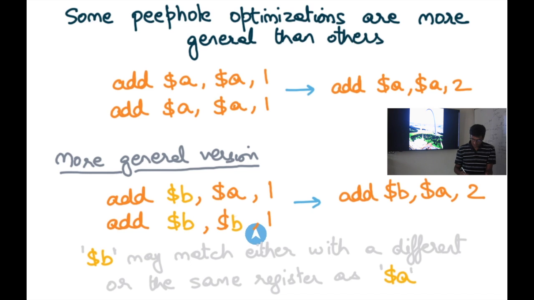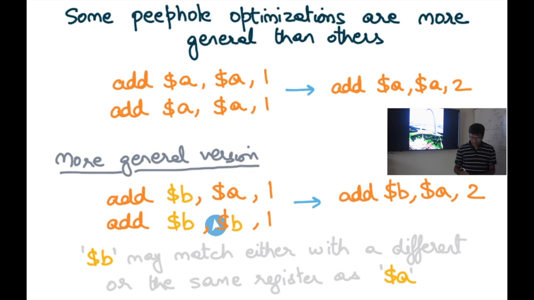There was an error in the slide. So now you add 1 to B and you put it in B. And now you can say that if you see this sequence of instructions, you can change it to add 2 to A and put it in B. I hope it's clear that this and this are equivalent if we assume that the only thing that the add instruction is doing is adding the second and third operands and putting the result in the first operand.